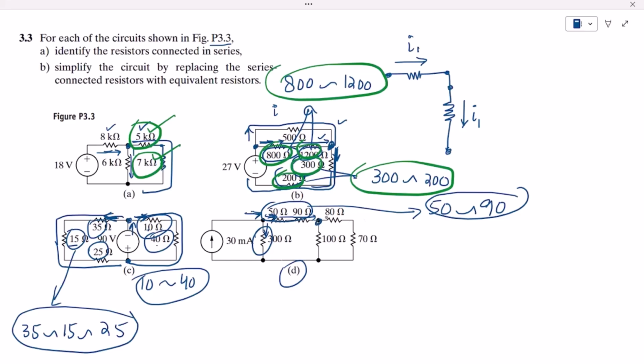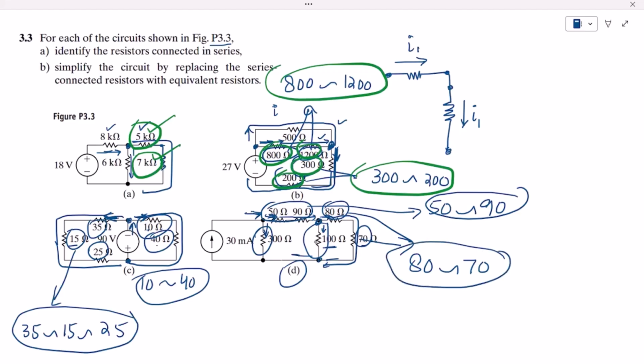This current, when it reaches here, will be divided into two currents. One will be flowing through this 100 ohm, the other one is the 80 ohm resistor. This is the only resistor which, when the current reaches here, will be divided. So there is no other resistor here through which the same current is flowing. While the other current, this one, is flowing through 80 ohm, and the same current will follow this route and will be flowing through this 70 ohm resistor.